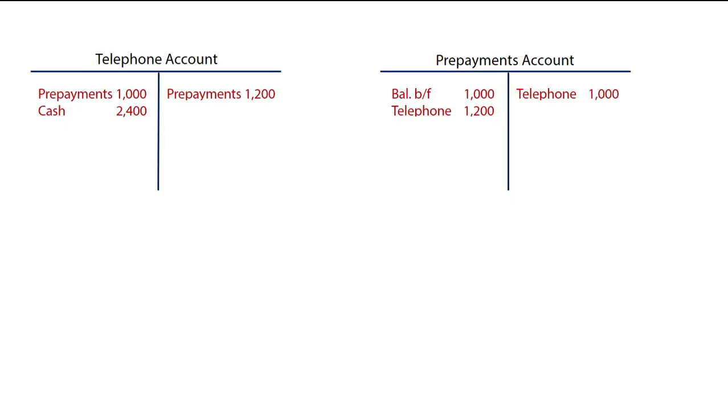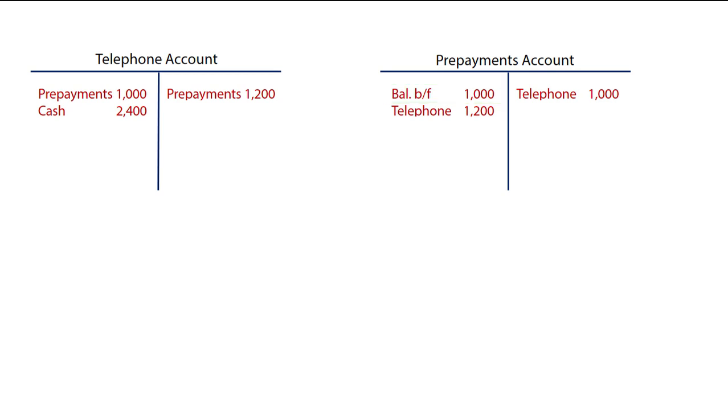We open the T account, open the prepayment account. Let's come to the prepayment account first. Remember from the previous example, there was a closing balance of what? $1,000 on the prepayment account. So the balance was on the debit side. We bring it forward into this year and have balance brought forward for $1,000.